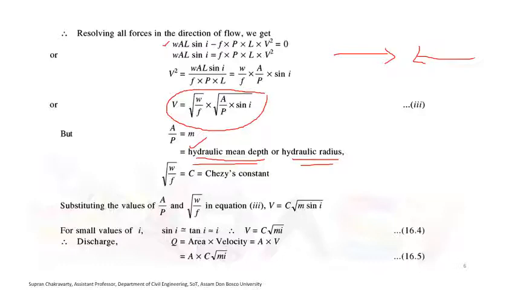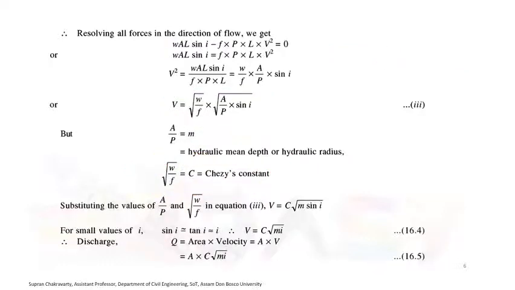Now this relation, root over w by f, is known as Chezy's constant, C. It's very important. It is governed by two things: one is the weight of water, another is the friction. This friction will again depend on various things like roughness of the bed. So mainly this is our Chezy's equation, which is giving us the velocity V.